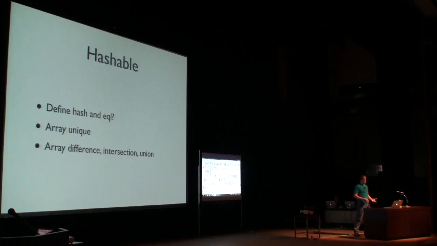You should also make your objects hashable. You should define the hash method and the eql? method to mark the two objects as unique as a hash key. And this allows you to put a bunch of objects in an array and call uniq on it to get a unique list back. Or you can use the array difference, intersection and union operators to filter two sets of objects.